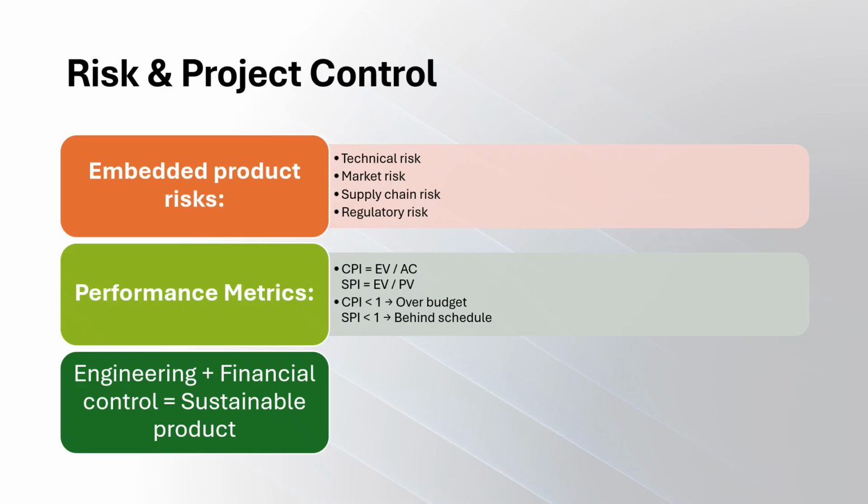To monitor the execution, project managers use performance metrics such as cost performance index, that is CPI, and schedule performance index, that is SPI. If the CPI is less than 1, the project is over budget. If SPI is less than 1, the project is behind schedule. The financial controls and technical controls must operate together.